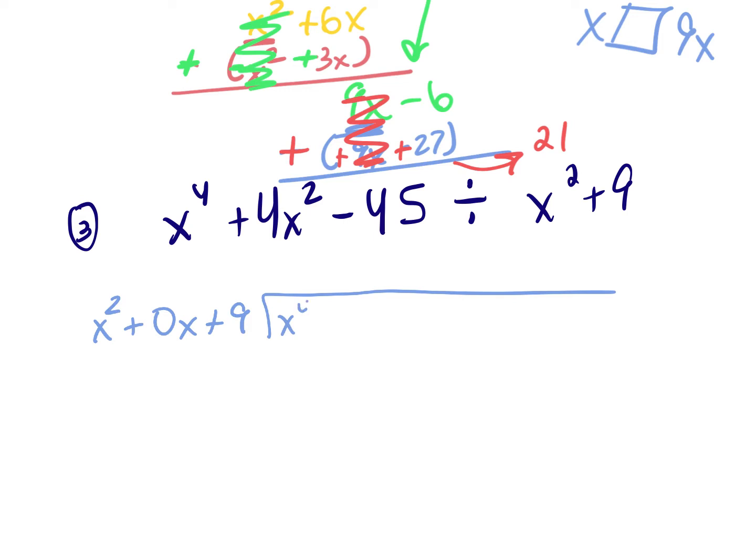I have an x to the 4th. Do I have an x to the 3rd? So I'm just going to put plus 0x cubed. Don't put a 1 because it's not 1. There's 0 of them. So I have plus 4x squared. Do I have an x? So I have to put plus 0x and then minus 45.